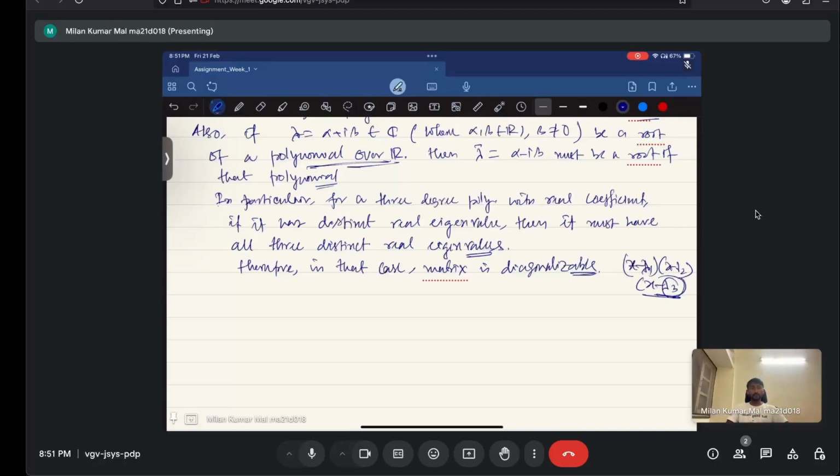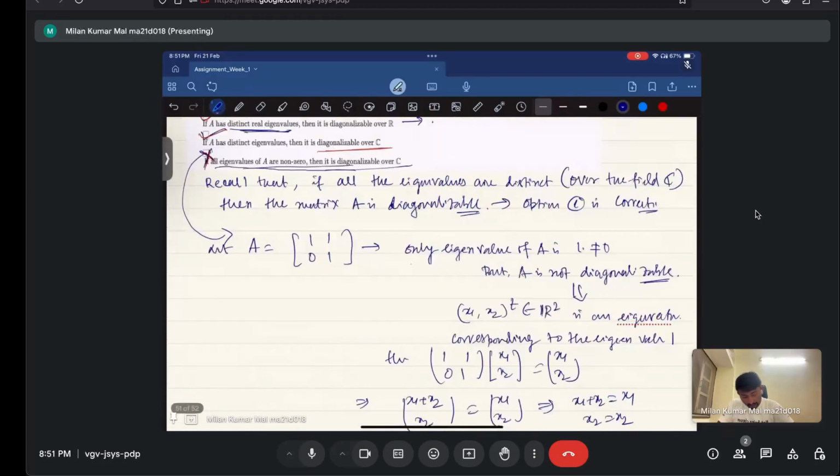Lambda 3 can't be a non-trivial complex number, meaning b not equal to 0. If lambda 3 were non-trivial complex, there would have to exist lambda 3 bar, but lambda 1 and lambda 2 are real. So we have 3 eigenvalues and all of them are real. That is my point. Therefore, according to that, option B is correct.